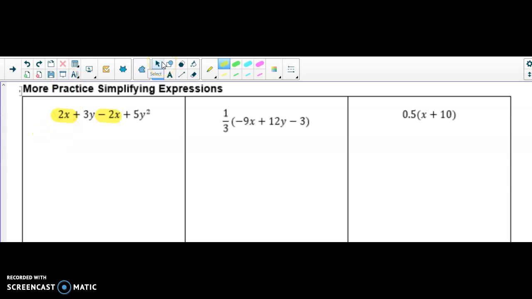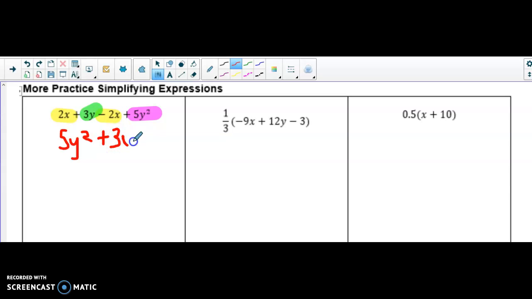A common mistake that I saw looking at people's papers yesterday was to combine 3y with 5y squared. These are actually different terms because the y is squared. I cannot combine these any further. So my simplified expression would look like 5y squared plus 3y.